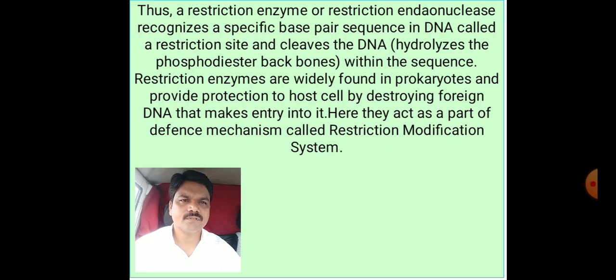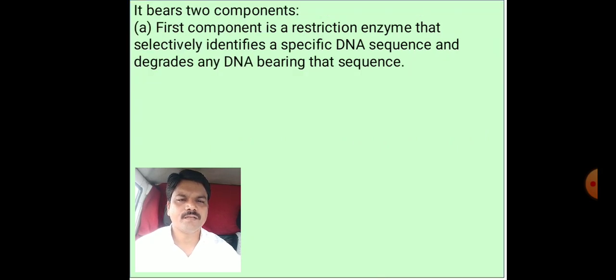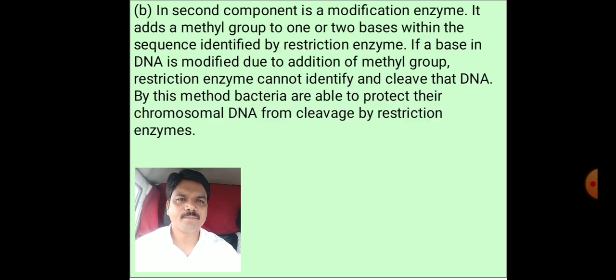Restriction enzymes are widely found in prokaryotes and provide protection to the host cell by destroying foreign DNA that makes entry into it. Here, they act as part of a defense mechanism called the Restriction Modification System. It bears two components. The first component is a restriction enzyme that selectively identifies a specific DNA sequence and degrades any DNA bearing that sequence.